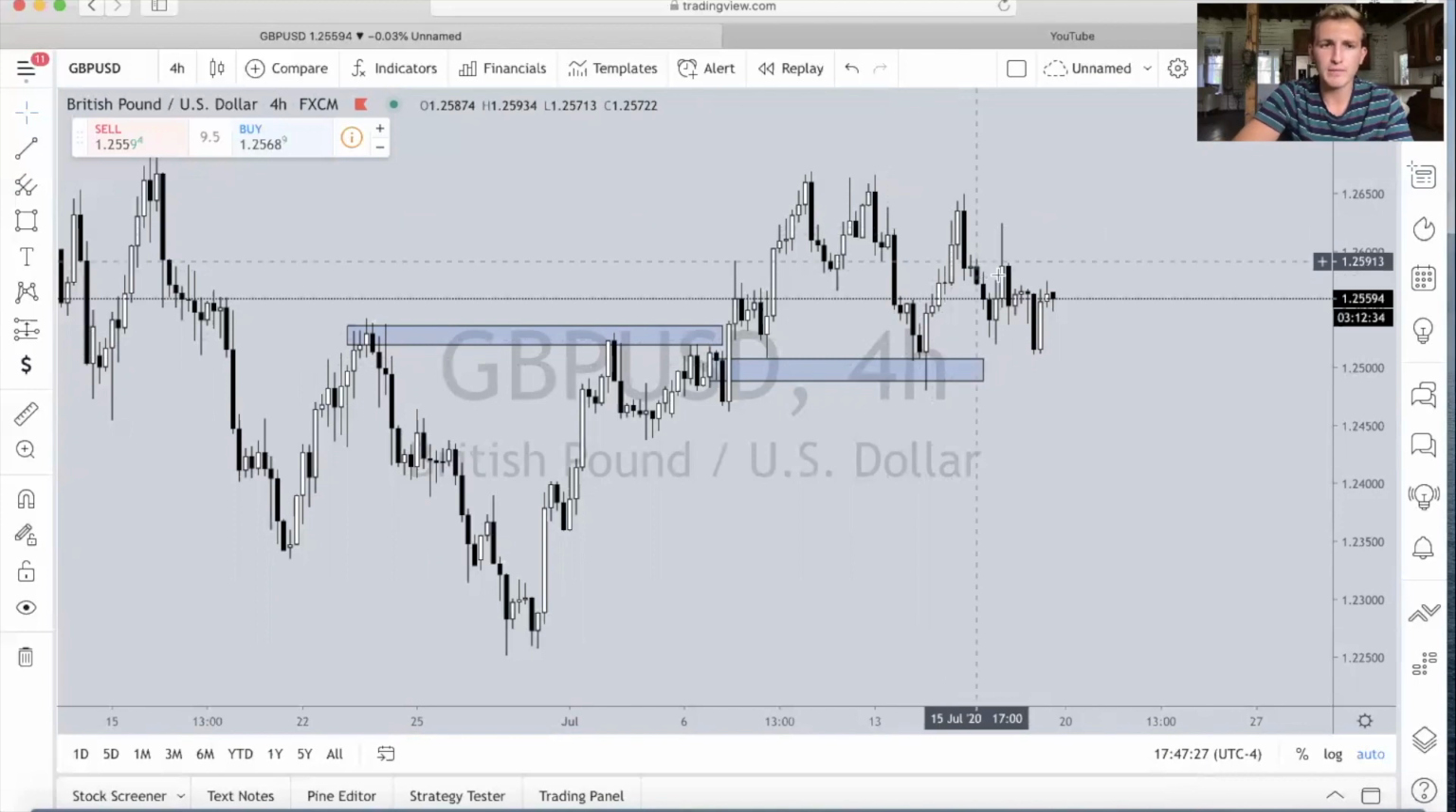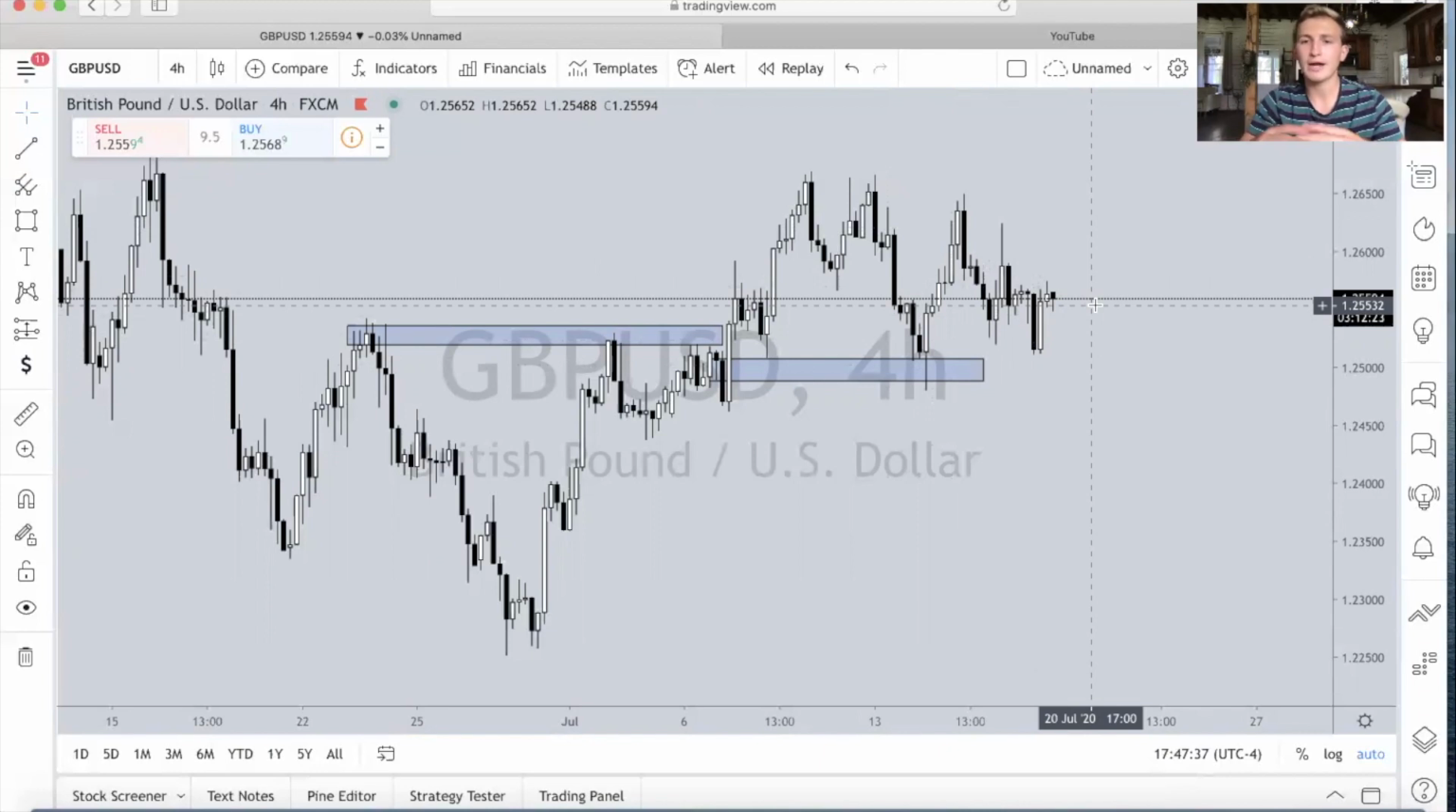Now here's the thing. The market just opened. It's Sunday. There's a lot of consolidation right now. I'm not even going to look at it on the hour time frame. I'm going to let this thing play out. I'll come back to it on Monday. I don't like to trade on Sundays. I let the market do its thing.